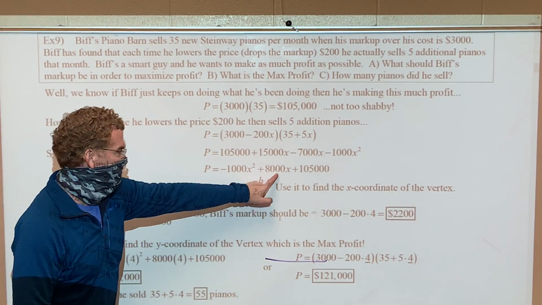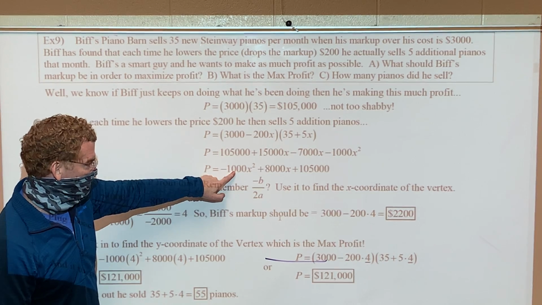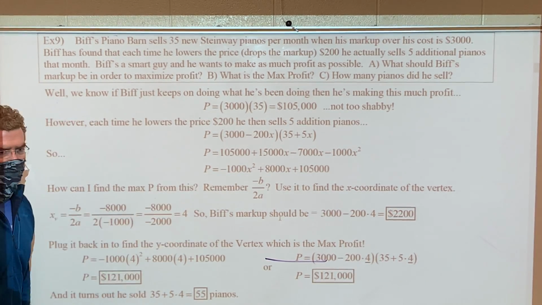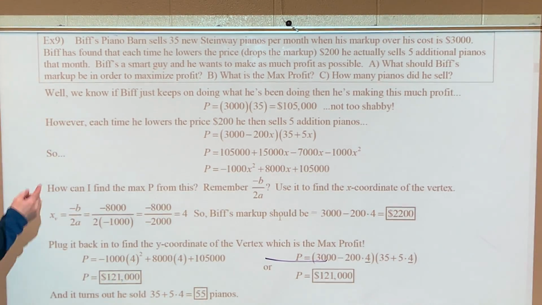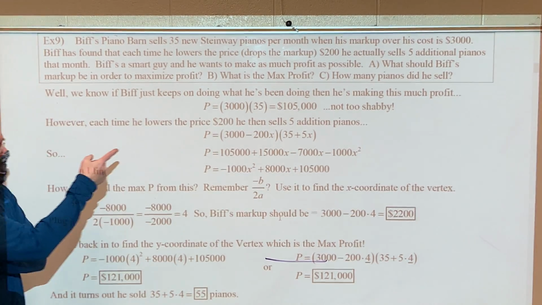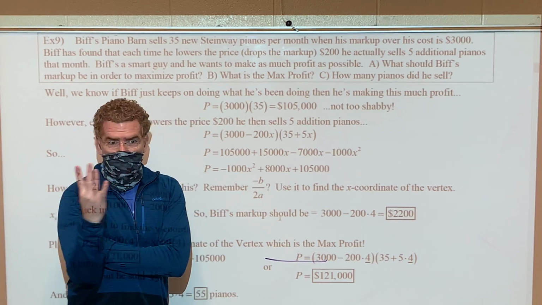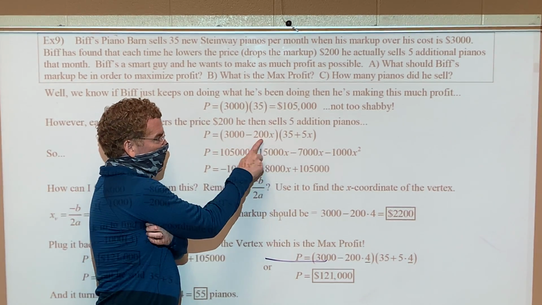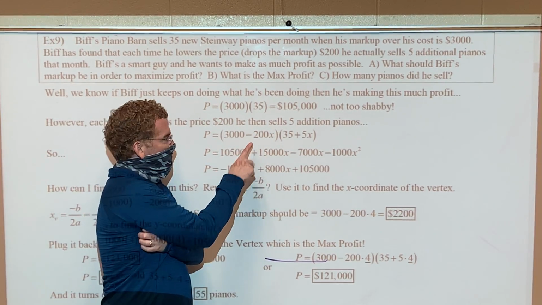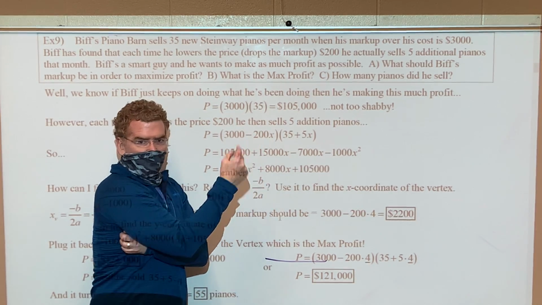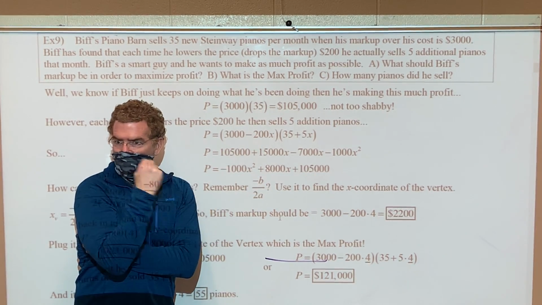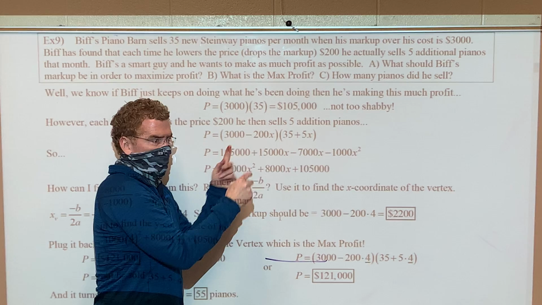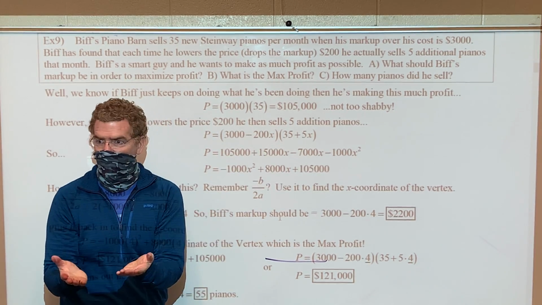So if I took negative b over twice a, I get 4. What does 4 mean in this equation? Think about it. X is 4. Look at this equation: 4 equals x. If x is 4, what did I just do? You just found the number of markdowns I did. So I lowered my price by $200 four times, I lowered it by $800.